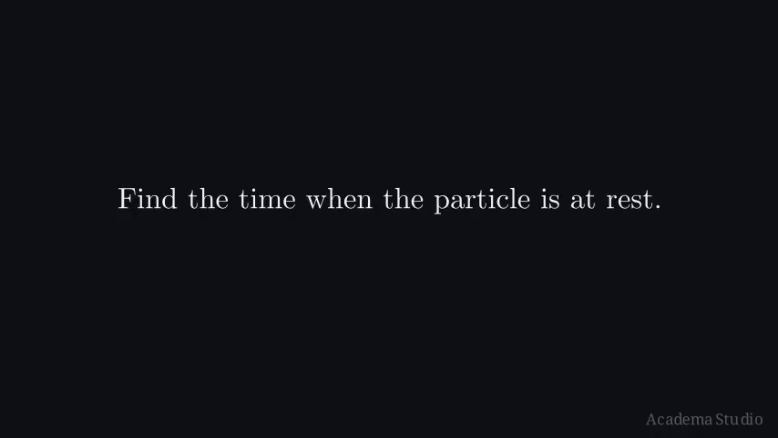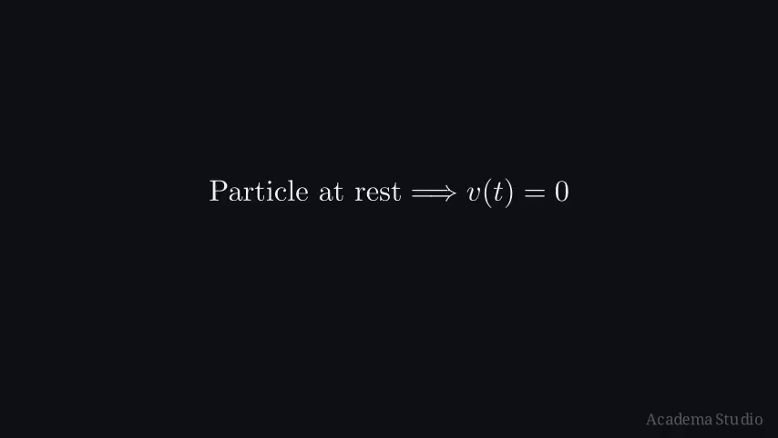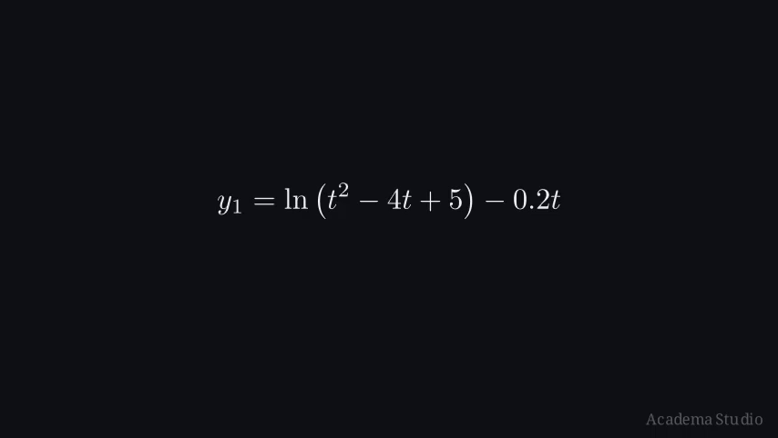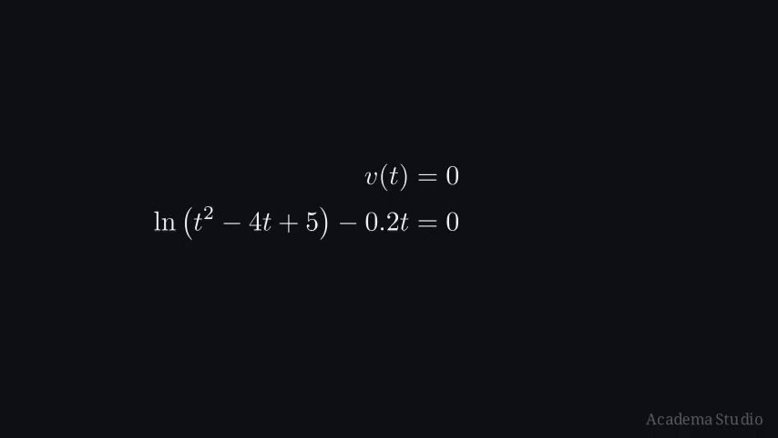Find the time when the particle is at rest, for 0 less than t less than 2. The particle is at rest when v(t) equals 0. Natural log of t squared minus 4t plus 5 minus 0.2t equals 0. Let y sub 1 equal natural log of t squared minus 4t plus 5 minus 0.2t, and solve v(t) equals 0.